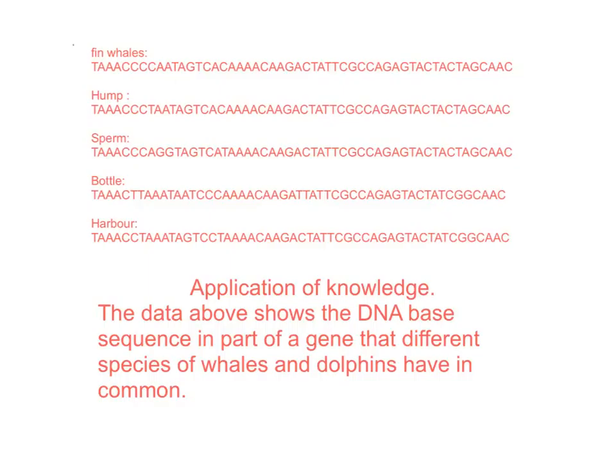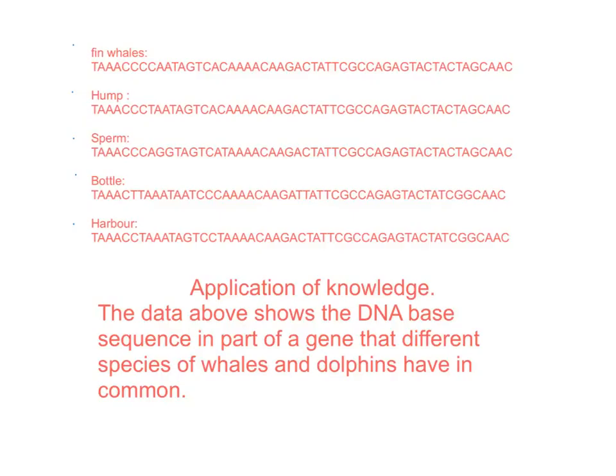So we've got a fin whale, a humpback whale, a sperm whale, a bottlenose dolphin and a harbour porpoise. Now, we know actually that these organisms are fairly closely related in terms of evolutionary history, but what we're going to do is try and establish which ones are more closely related to others by looking at their DNA-based sequence.